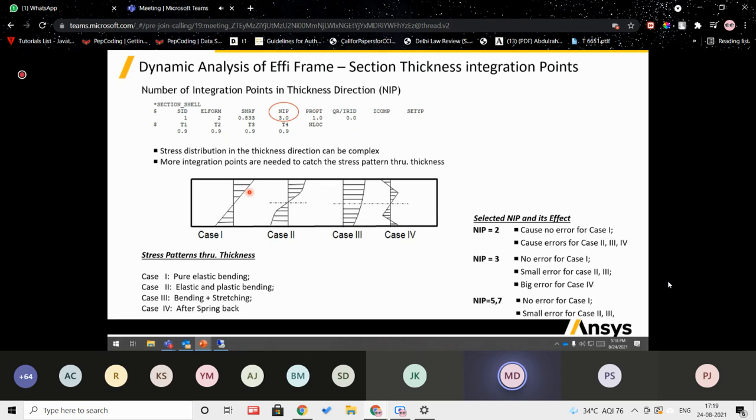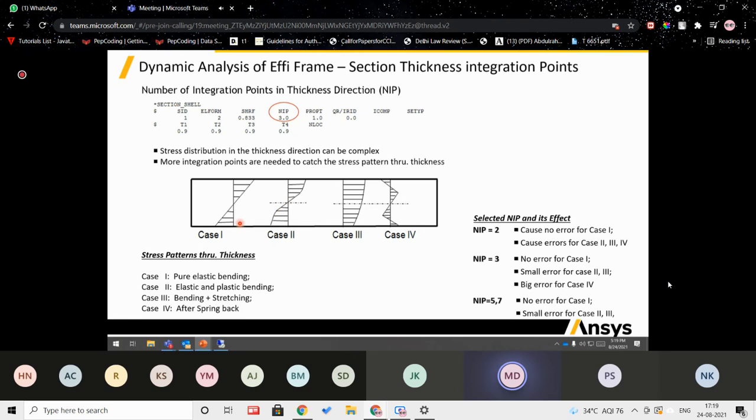So let's suppose you have added one here, one here, one here, one here, then you can capture your elastic and plastic bending. One more case is bending and stretching, how will you understand that? And another thing is, if you have pulled it and then after some time it has some springback, because sheet metal parts always have some springback, then this kind of stress distribution will come. How will you capture all those things? So for those cases we have a number of integration points.